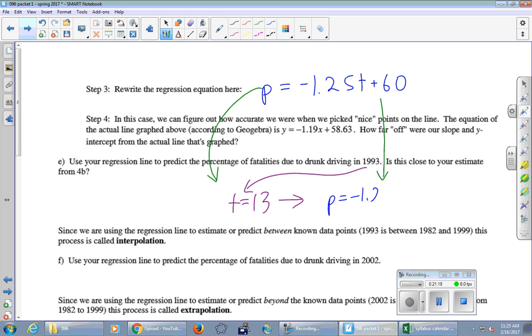So we are going to plug t equals 13 into that equation right there. P equals negative 1.25 times 13 plus 60. And somebody with a calculator help us out here. I got 43.5%. Okay.